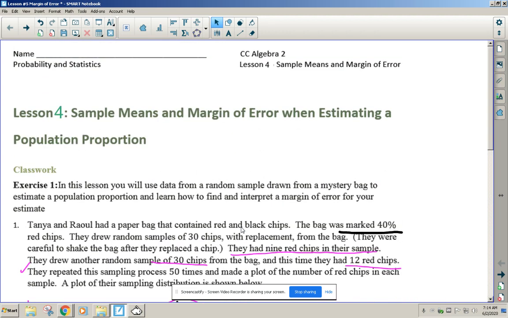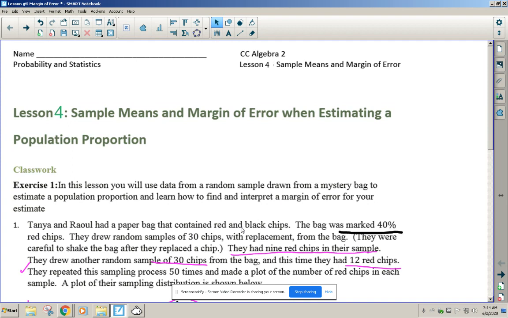Hello, everybody. Today we're going to be talking about sample means and margin of error. Margin of error is extremely important when you're talking about statistics. You'll hear oftentimes in the real world people saying, well, it falls within the margin of error. Now, a lot of times people say that because it sounds good, but we want to actually find out what the margin of error is so we understand the numbers behind everything.